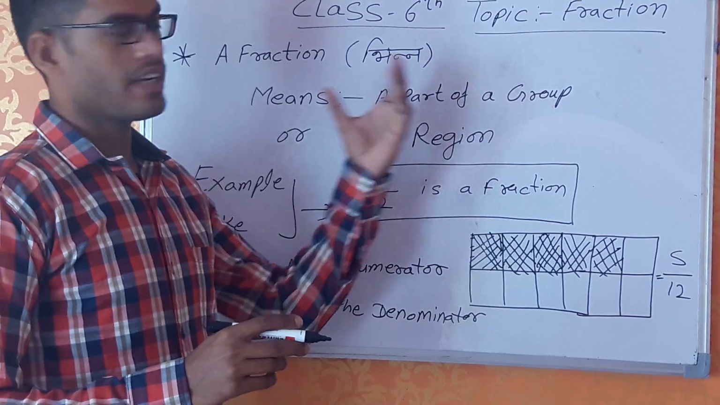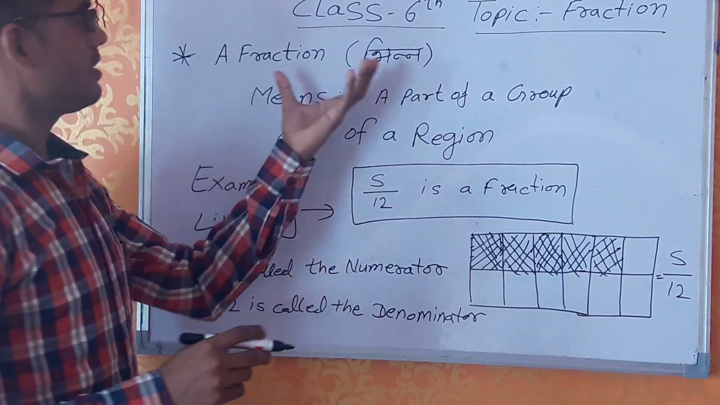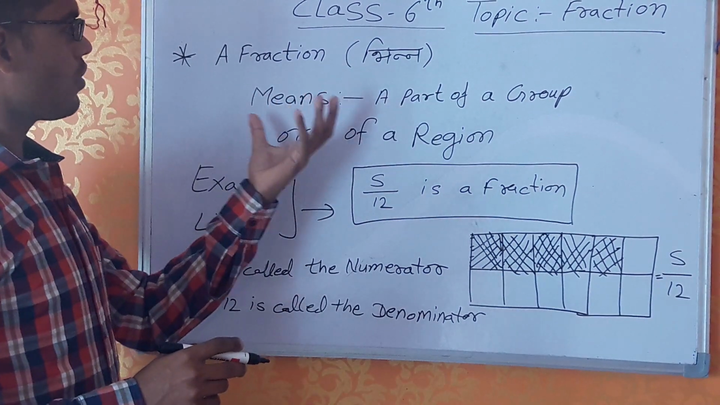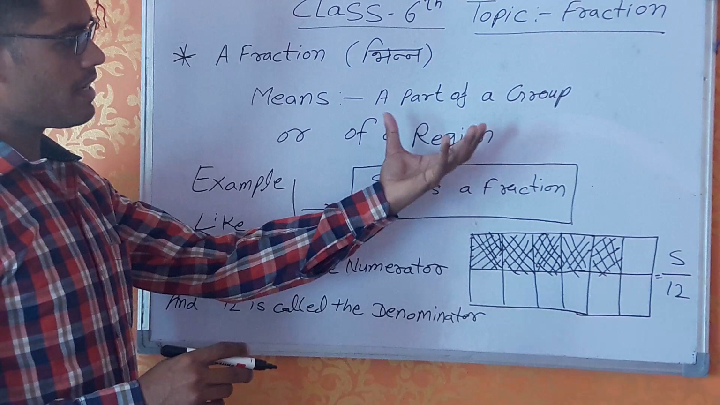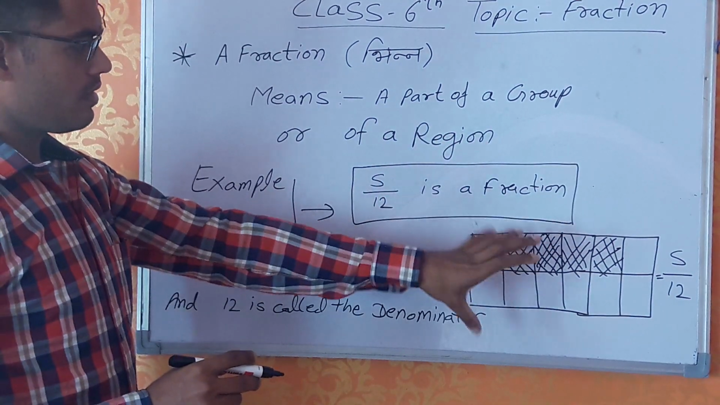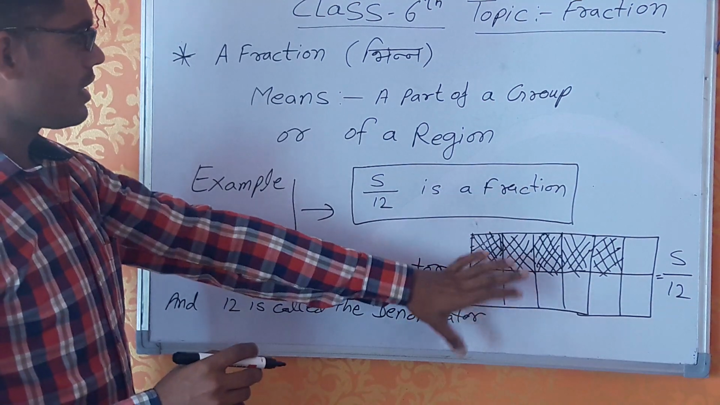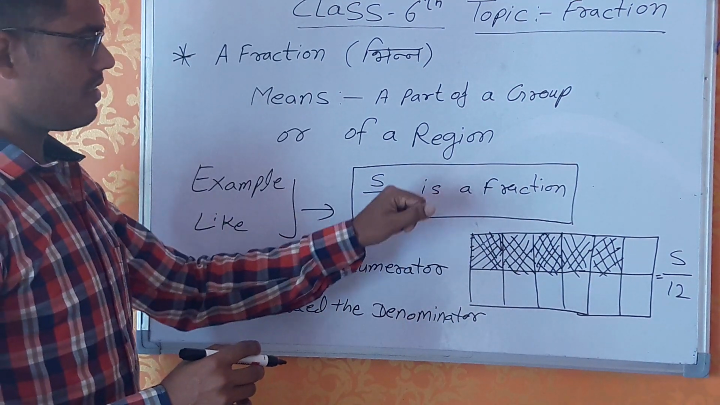Our topic is fractions from class 6. Fraction means a part of a group or of a region. Region मतलब एक क्षेत्र, area. For example, 5 upon 12 is a fraction.